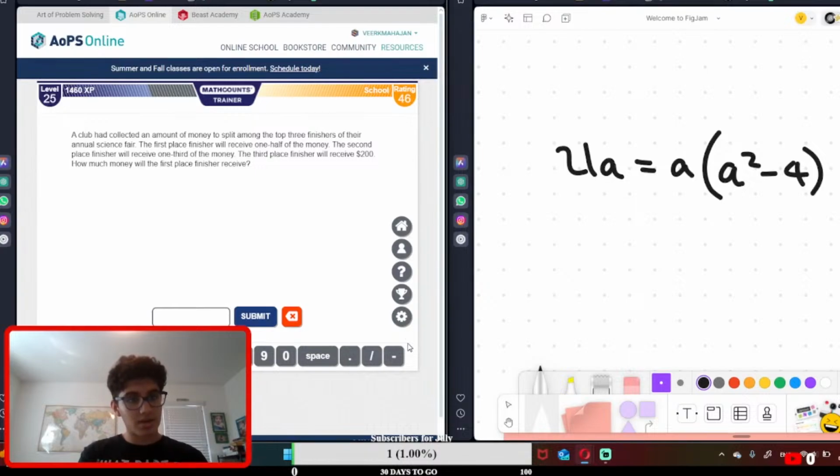A club had collected an amount of money to split among the top three finishers of their annual science fair. The first place finisher will receive half of the money. Second place will receive one third. The third place finisher will receive this much. So that's 1/6. So he'll receive 3 times the amount. So he'll receive 600.